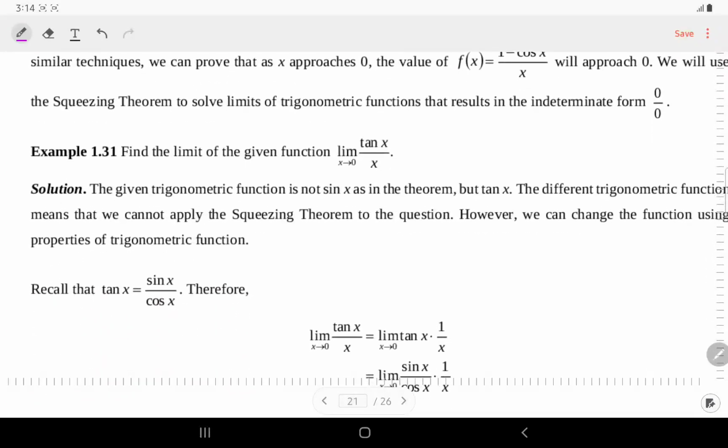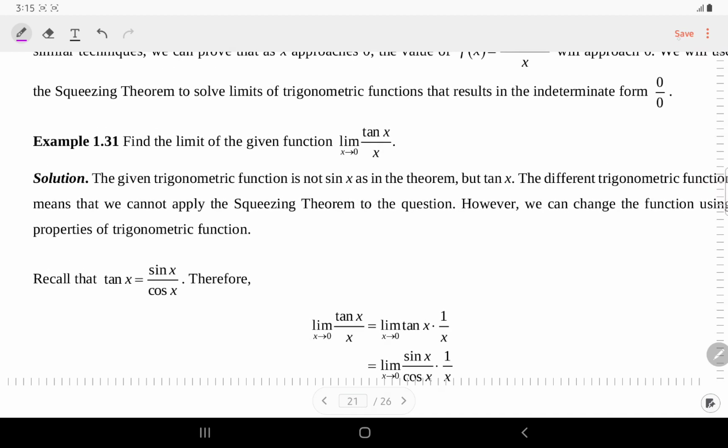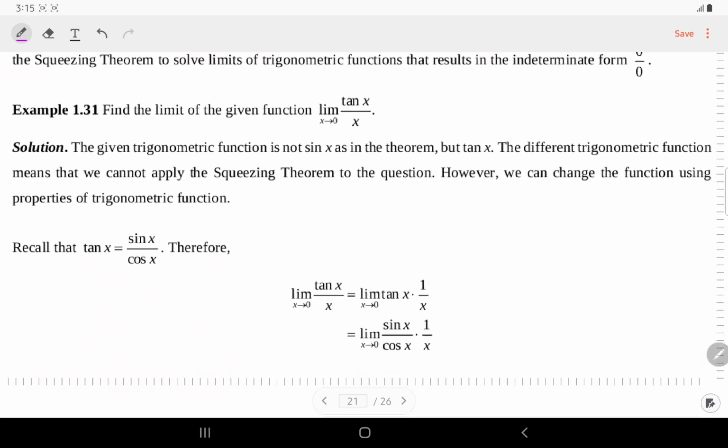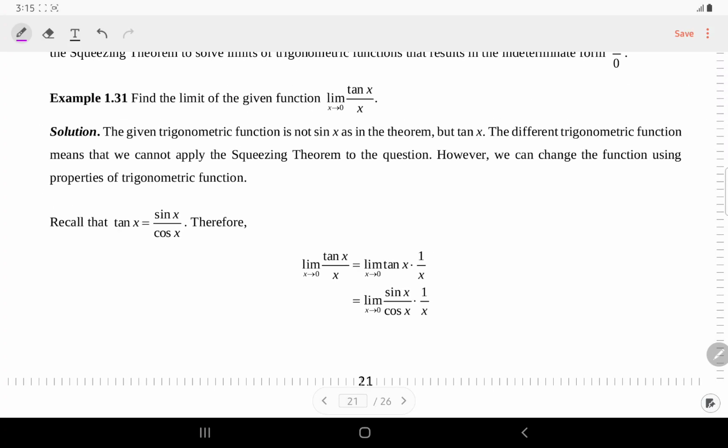Let's take a look at example 1.31. We want to find the limit as x approaches 0 of the function tangent x divided by x. Tangent x divided by x is not listed in these two theorems. There is no tangent x divided by x, so we cannot directly use these theorems. So we need to do some modification in order to apply the squeezing theorem. So we need to modify this function.